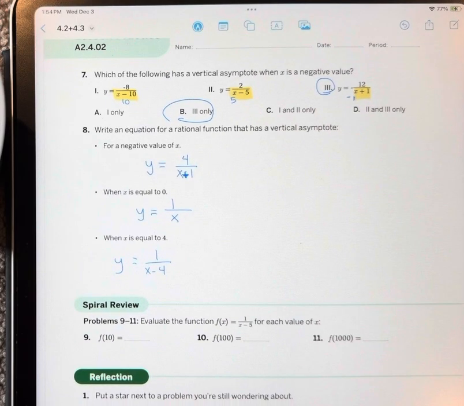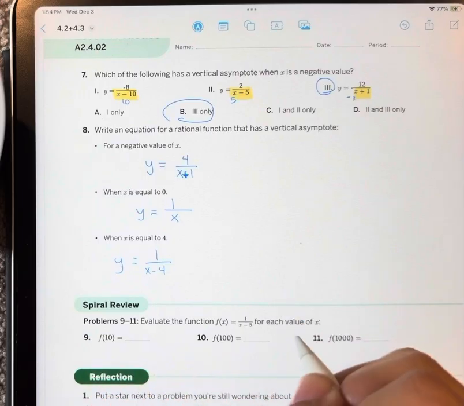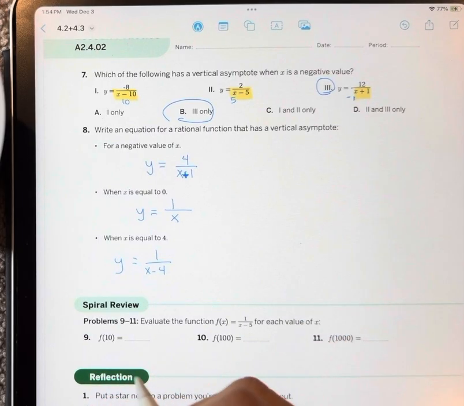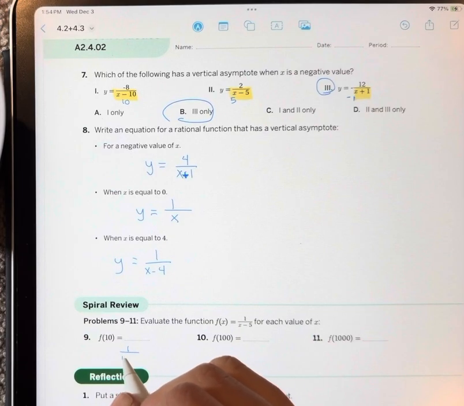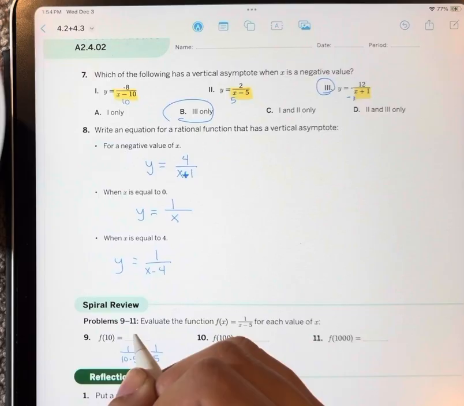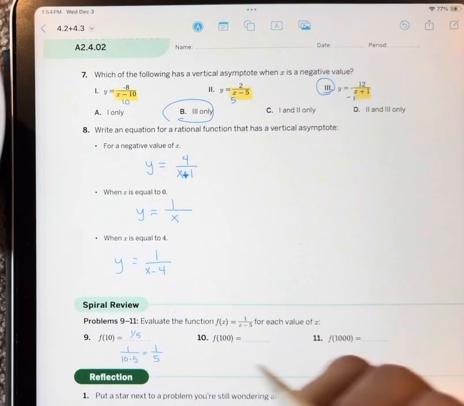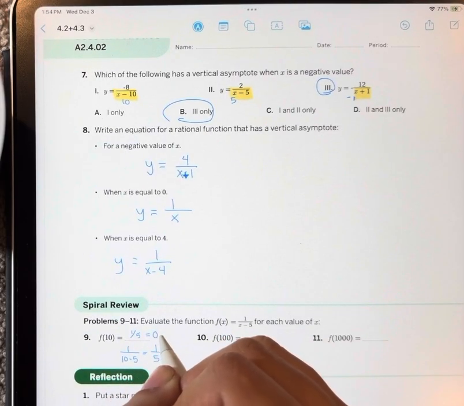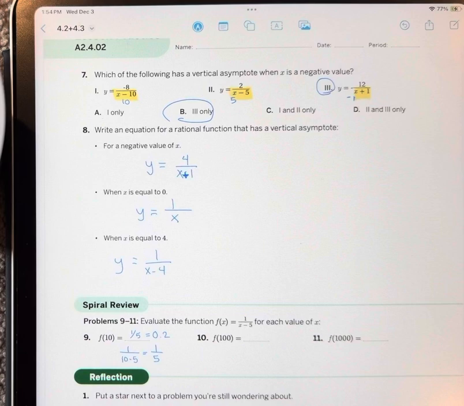Let's evaluate the function for these values. F of 10 means plug 10 in for x. So 1 over 10 minus 5, which is 1 over 5. I know you guys love decimals. It's 0.2, okay? But you don't need that 0.2. You can just put 1/5.